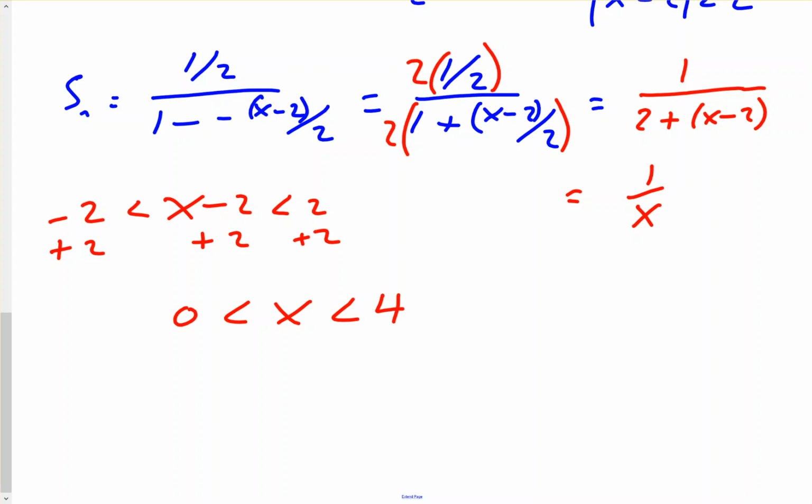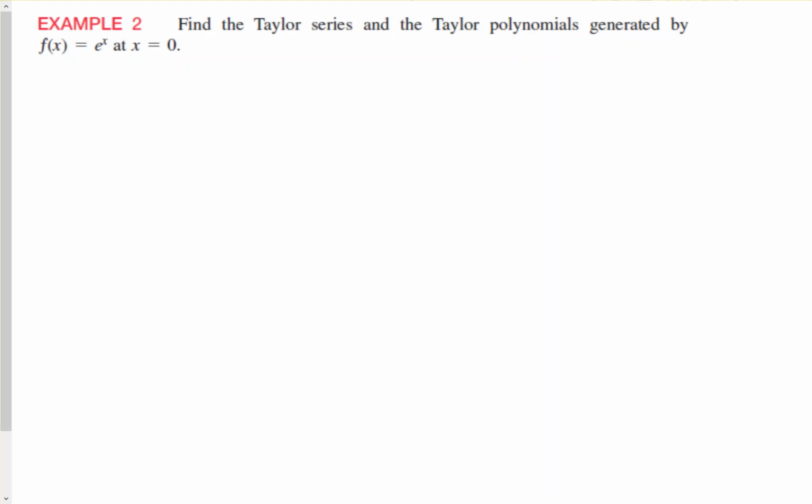Let's take a look at example 2. It says find the Taylor series and the Taylor polynomials generated by f of x equals e to the x at x equals 0. So when it's x equals 0, this is also the Maclaurin series for e to the x. Okay, so first Maclaurin series, let's just simplify it a little bit.